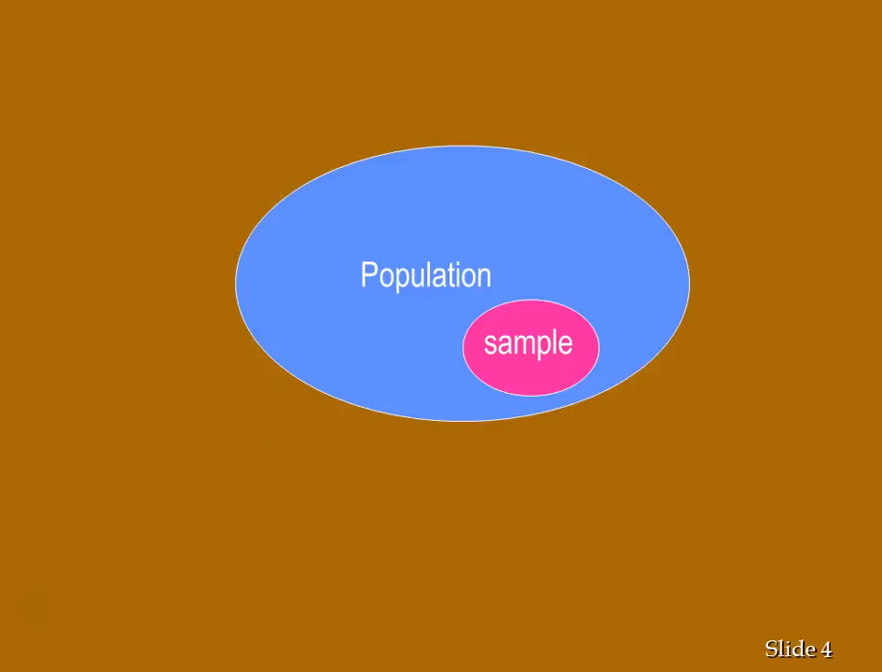It's just a little chart here illustrating the relationship between population and sample. We generally have a larger population, but we're going to have to rely on some subset of that population, which we'll call a sample.